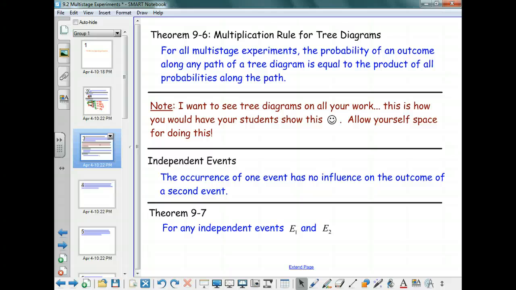Okay. Independent events are the occurrence where one event does not actually affect the next event. Okay? So that actually happened on my previous example. The first time I flipped the coin has no bearing on what happens the second time I flip the coin. Completely independent events. Okay? But not all events are like that.